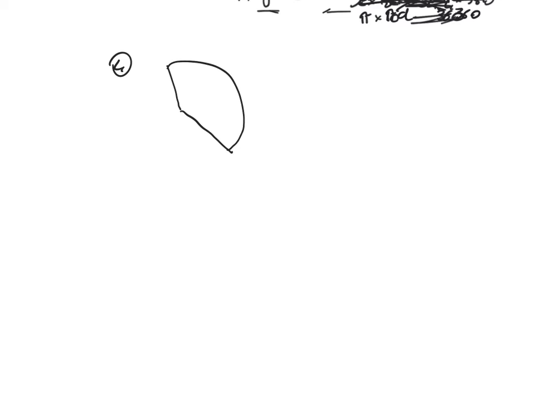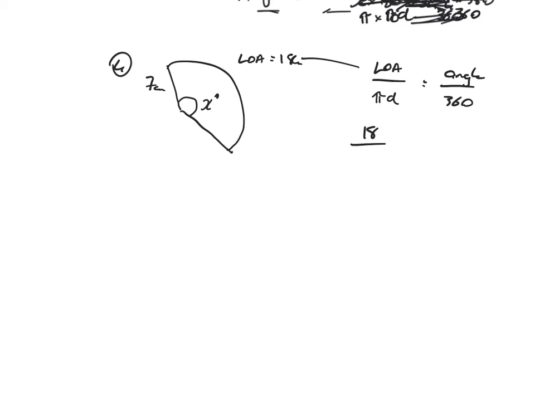Okay, example 4. Here's the diagram. The angle is x degrees again. The radius is 7 centimetres and the length of the arc is 18 centimetres. Same formula again: length of arc over pi d equals angle over 360. The length of the arc is 18 over pi times the diameter. The radius is 7, therefore double that for the diameter. That's 14, equal to an angle x degrees over 360.